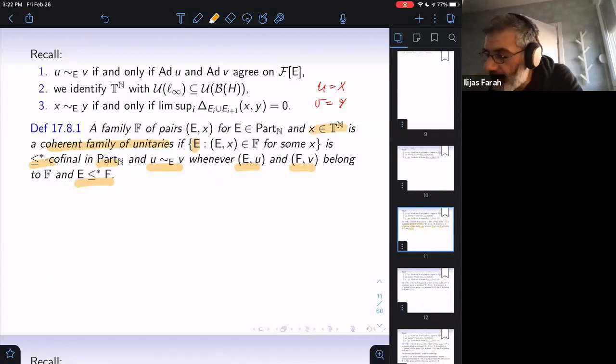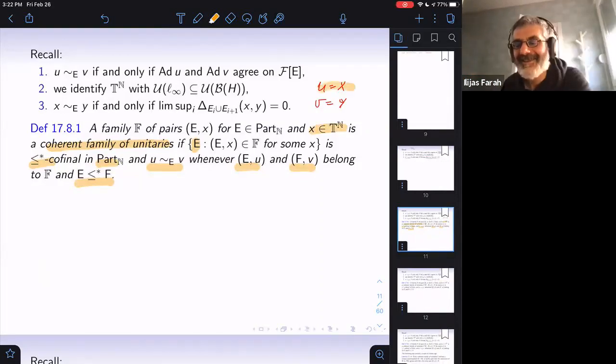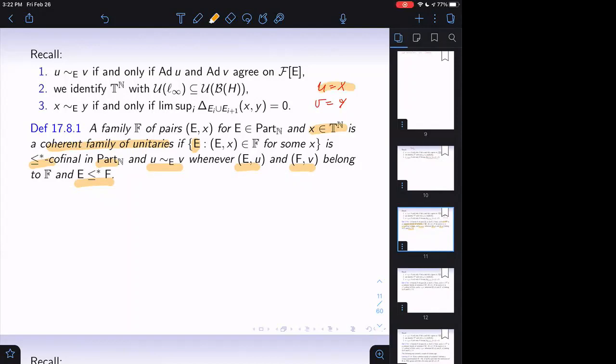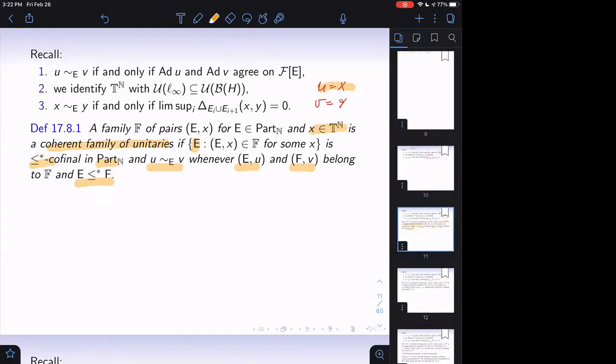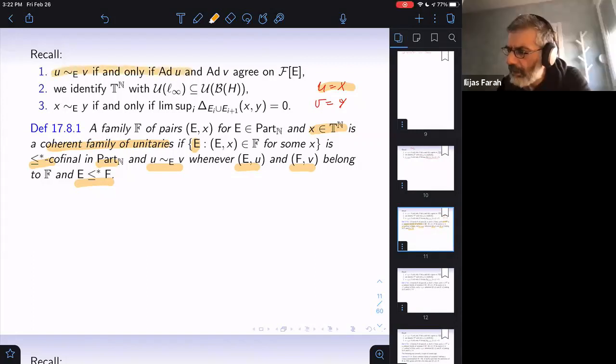The X is in T to N. Okay, so it's X. I said U is equal to X. Okay, but on the other hand, in part 1, you don't need the fact that they are in T to the N. In this item 1 of your slide, this definition makes sense for any unitaries. It makes sense. That is correct. And this is actually a very good point.